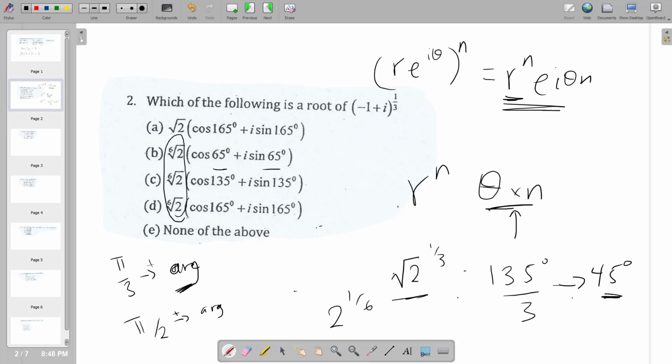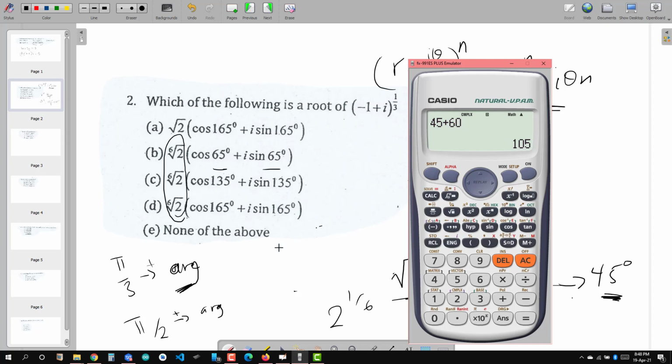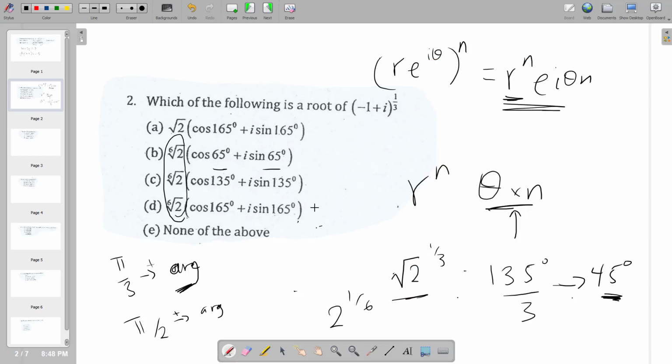So 45 degrees is our base argument, but it's not here. So we are trying to find the other versions of this complex number, the other roots. So we add our 60 degrees, or our pi on 3, to our 45 degrees: 105 degrees. It's also not here. And then we add 60 degrees again, which is our pi on 3, and then we get 165 degrees. So we have 165 degrees here. So D is our answer.